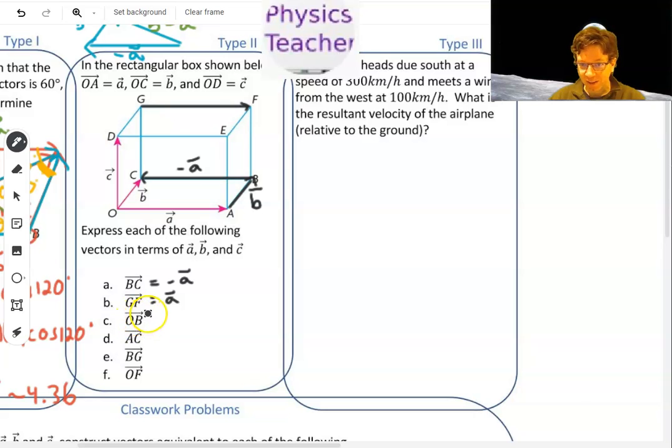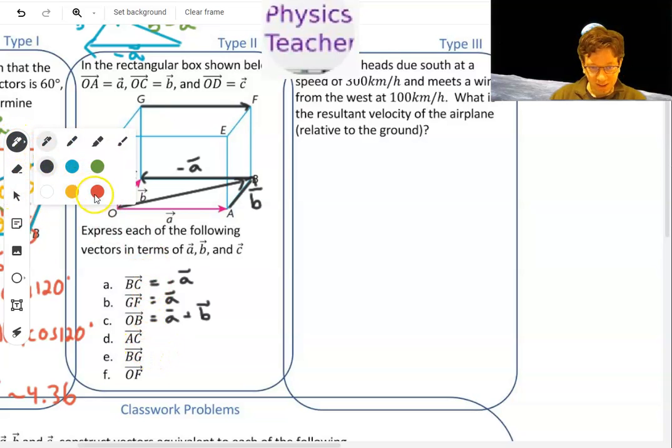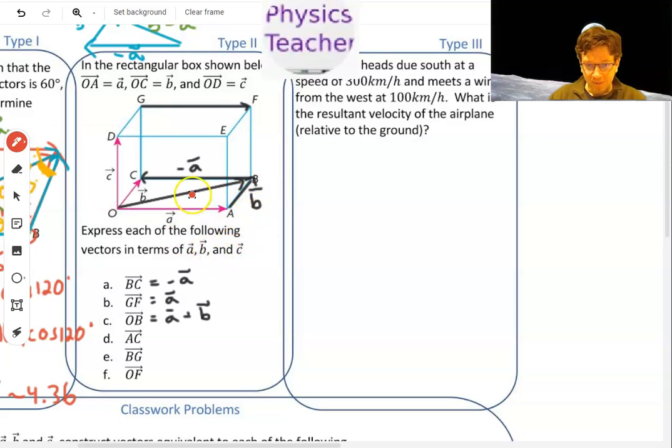Okay, OB, where's OB? OB is right here. Notice we have our parallelogram here, right, where we have A plus B. So that's just going to be A plus B. Next we have AC. I'm going to start using a different one. I'll use red. AC is this one here.